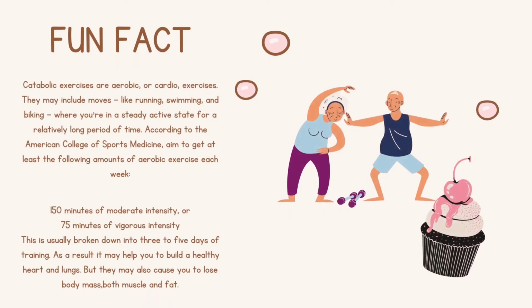Fun fact: catabolic exercises are aerobic or cardio exercises. They may include movements like running, swimming, and biking, where you are in a steady active state for a relatively long period of time. According to the American College of Sports Medicine, it's aimed to get at least the following amount of aerobic exercise each week. That is 150 minutes of moderate intensity or 75 minutes of regular intensity. This is usually broken down into 3 to 5 days of training.